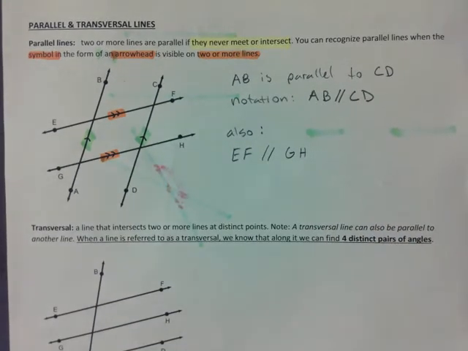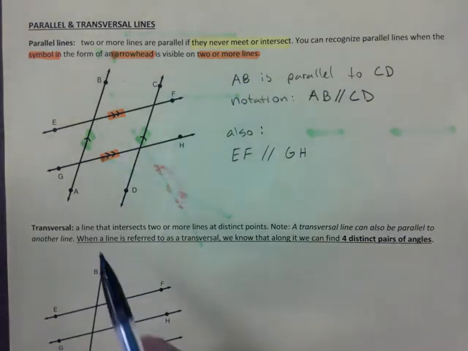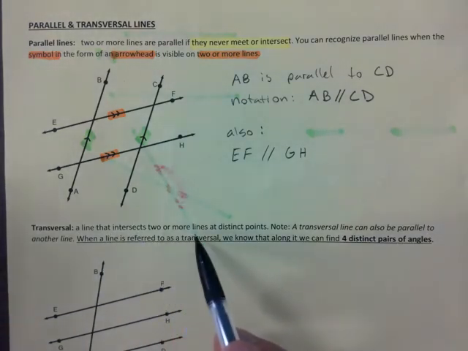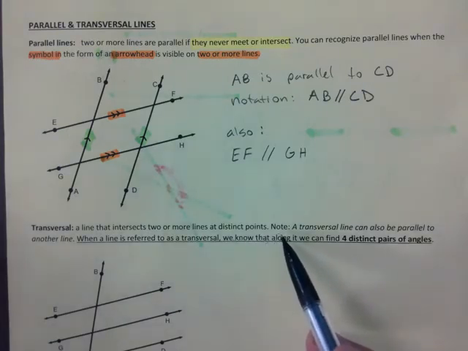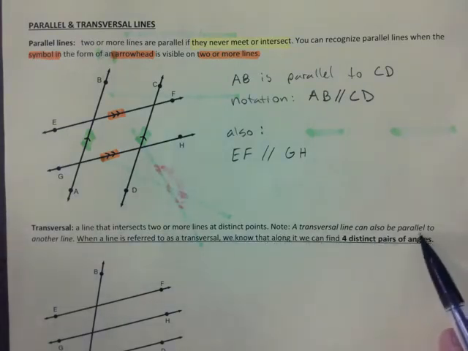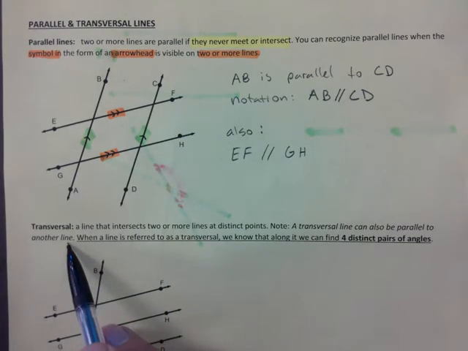Okay. Transversal: a line that intersects two or more lines at distinct points. A transversal line can also be a parallel line to another line. Just keep that in mind.